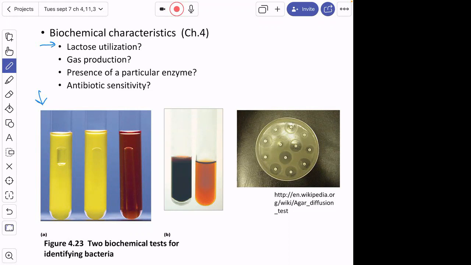Acidic, yes. So we got a pH indicator in there, yellow color change. Yep, that organism can use lactose. So it's one way to characterize organisms.